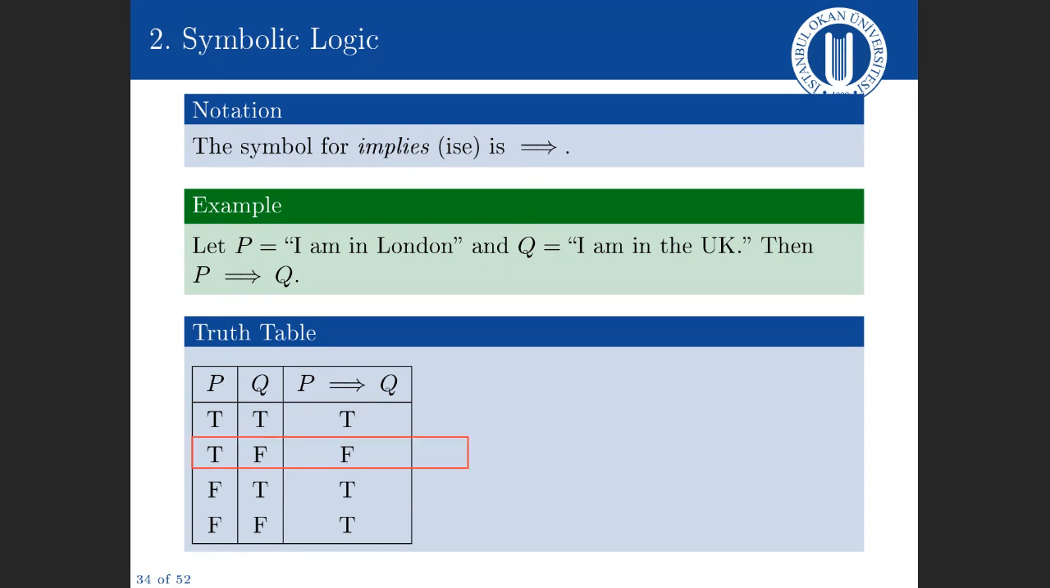Second line, people are often happy with as well. If P is true and Q is false, let's use the example. Let's suppose P is true, that I'm in London. And let's suppose Q is false, that I'm not in the UK. Is it possible for me to be in London but not to be in the UK? The answer is no. So P implies Q would be false.